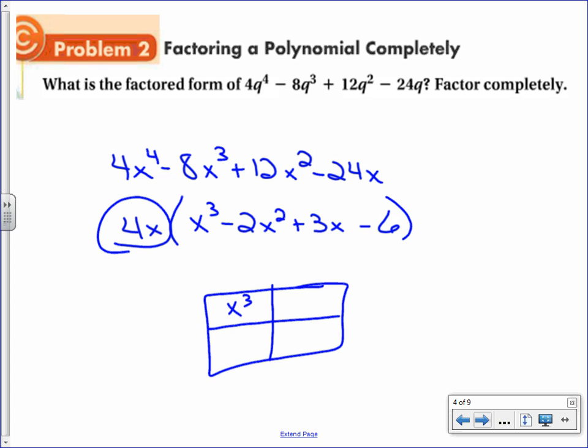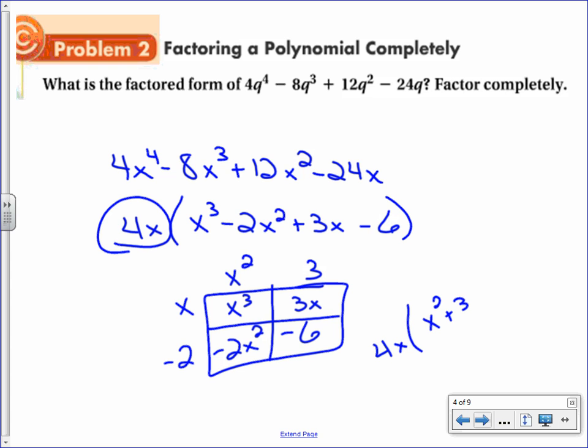X to the 3rd, minus 6, negative 2x squared, and 3x. Okay, from top down, we could factor out an x squared, a 3, an x, and a -2, is it. There we go. Now our final answer for this one, we'll put that 4x in front, followed by x squared plus 3, and then we have an x minus 2 on the back of that.